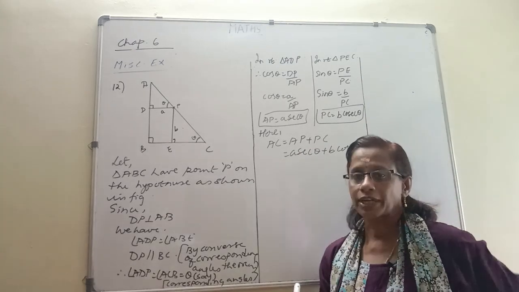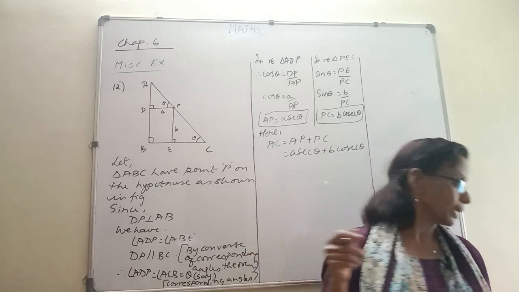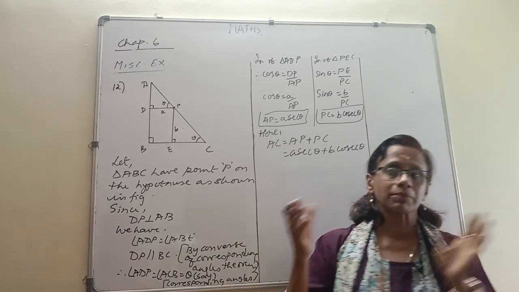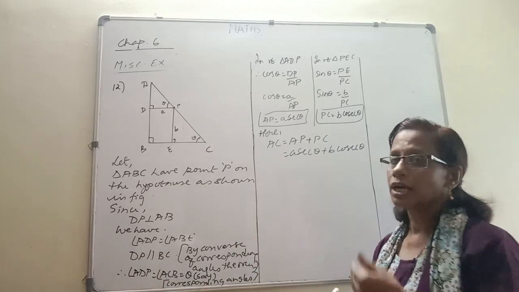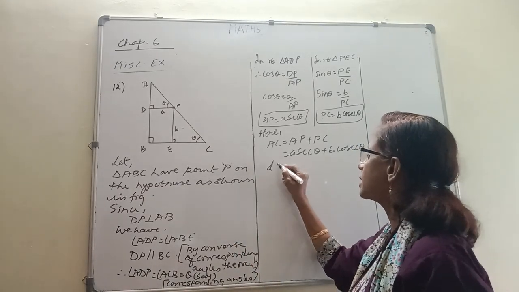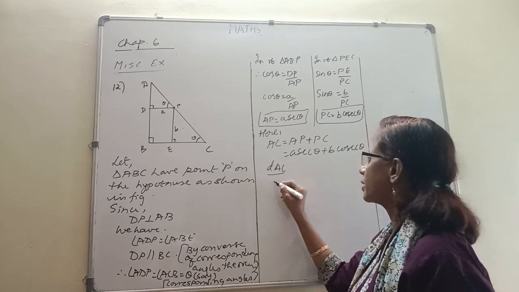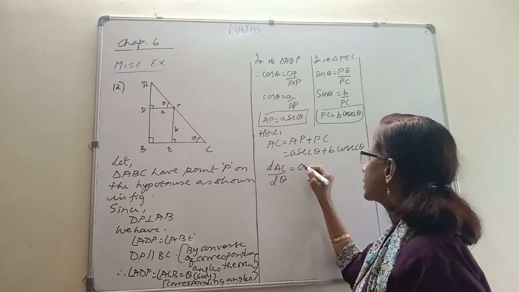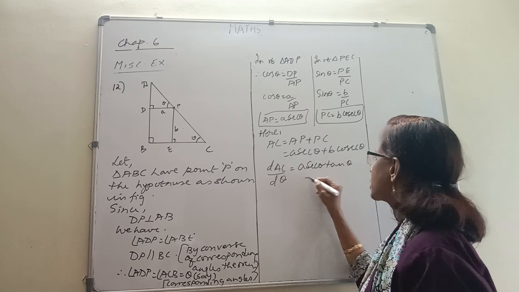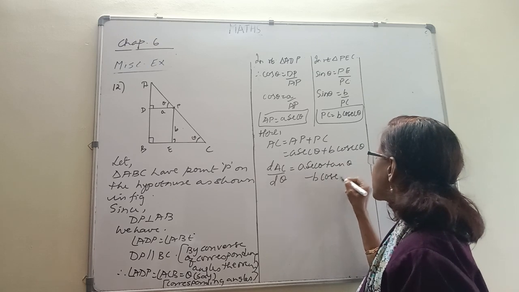Since we have to find the minimum length, that's what they are telling us, to find the hypotenuse and its minimum length, we have to work with the derivative. So let's take the derivative dAC first with respect to theta. The derivative of sec theta is sec theta tan theta, and the derivative of cosec theta is minus cosec theta cot theta.